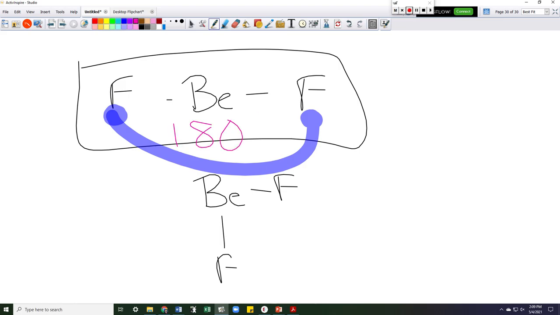Very good. That's about the geometry that you have to know. Okay? So do that little blue and purple line on your drawing. Draw a little half moon or half circle connecting the F and the F and write 180 degrees.